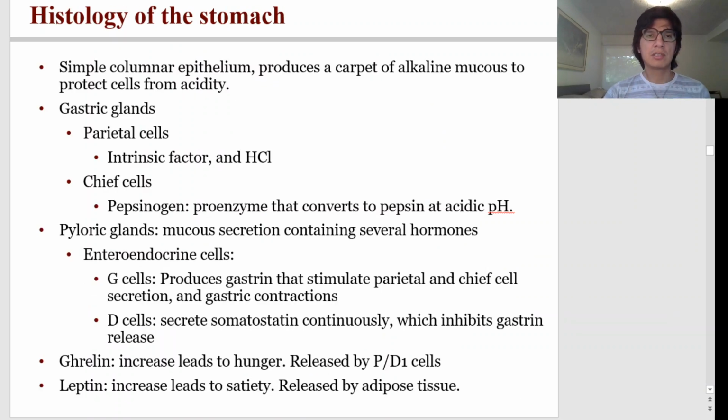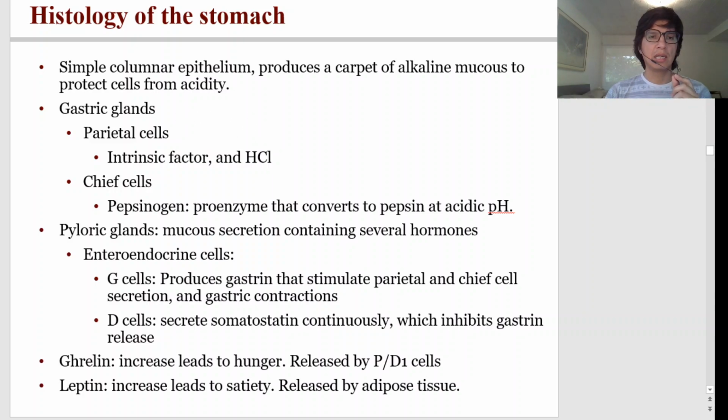Here's a view of the histology of the stomach. It contains simple columnar epithelium. This simple columnar epithelium produces a carpet of alkaline mucus, which protects the epithelial layer of the stomach from acidity.